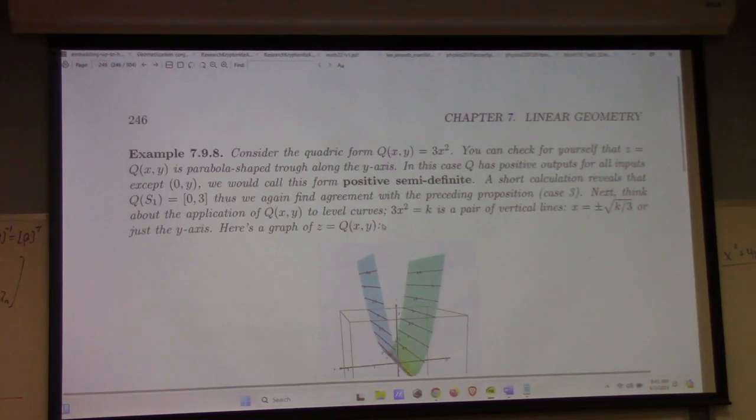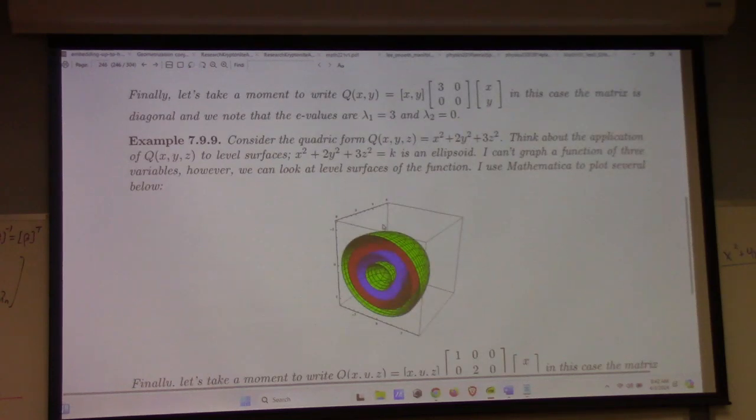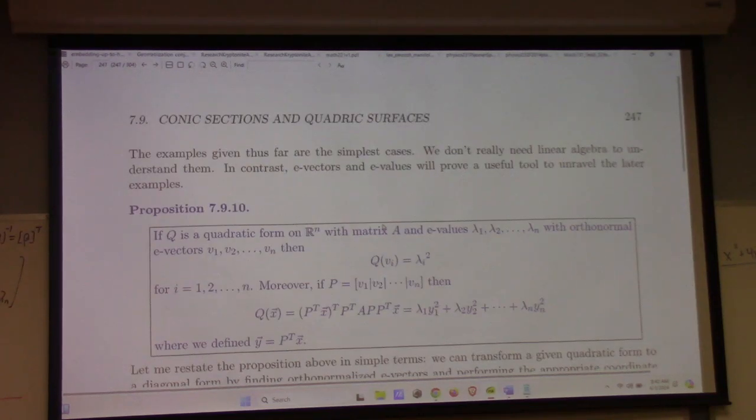Anyway, that one's not that exciting. Here's what z equals 3x squared looks like. Here's a paraboloid, some shells of it.